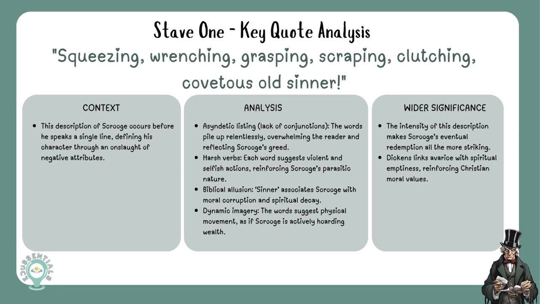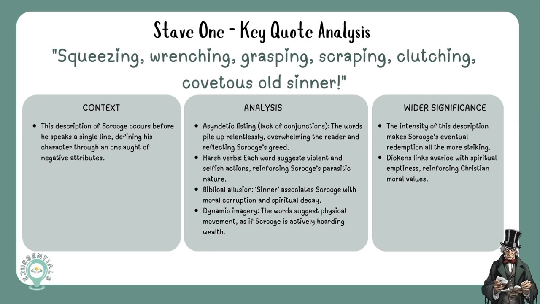Quote number 3, "squeezing, wrenching, grasping, scraping, clutching, covetous old sinner." So contextually speaking, this description of Scrooge occurs before he speaks a single line, defining his character through an onslaught of negative attributes. When it comes to analysing this quote, we have an asyndetic list. So it hasn't got any conjunctions, the list is just separated by commas. The words pile up relentlessly, overwhelming the reader and reflecting Scrooge's greed. We've got harsh verbs. Each word suggests violent and selfish actions, reinforcing Scrooge's parasitic nature.